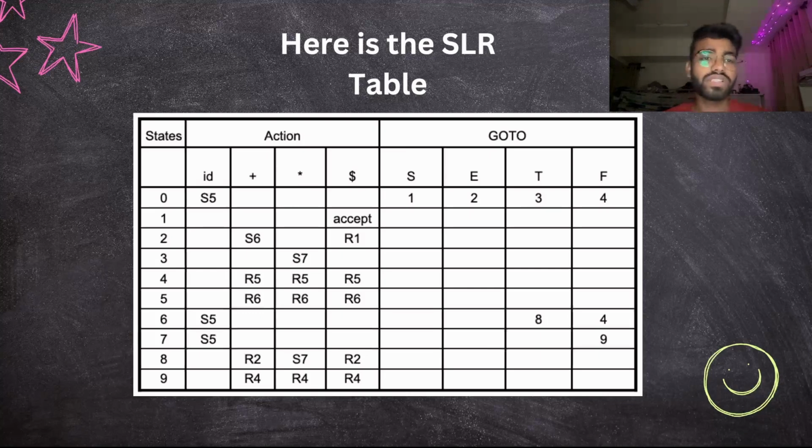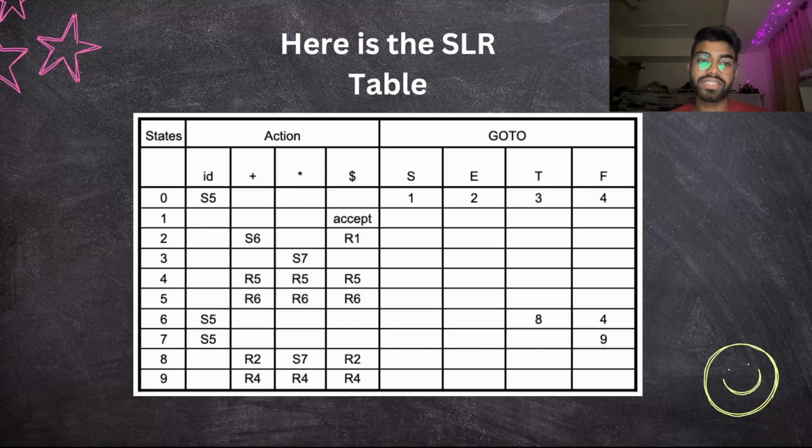For example, for the zero state and the ID, it says S5. What that primarily means, and what R1 refers to, is that we reduce using the first production rule. So in SR, S stands for shift and R stands for reduce. You can see in the second and third states as well, it gives what action we need to perform on the particular stack.